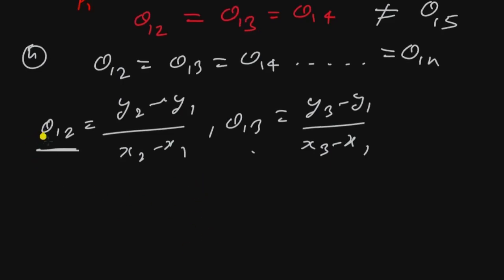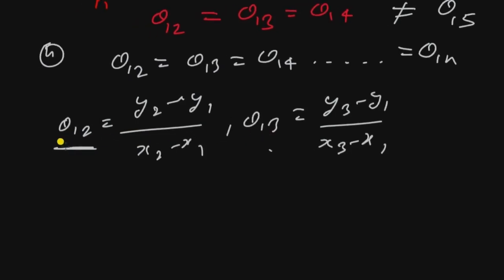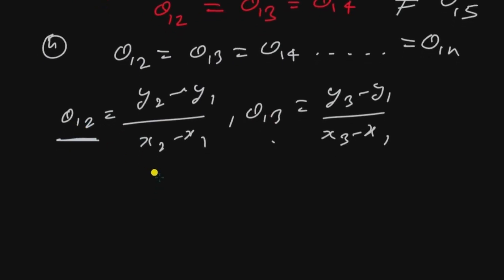So first of all, we will find the slope between point 1 and point 2, and then we will find the slope of all other points with respect to point 1, and then we will see whether all these slopes are equal to theta 1 2 or not. If any of them is not equal to theta 1 2, we will return false. If all of them are equal, then we will return true. Let's see how we will do it.